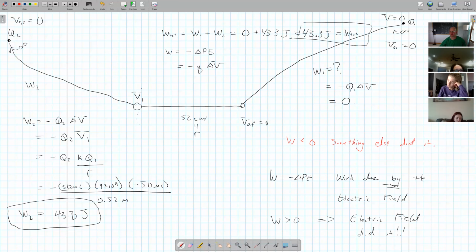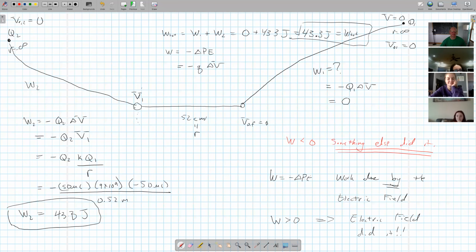Now my next question is, of course, does that make sense? So in this case, since the work was positive, does it make sense that the electric field did it? So what do you think? So does it make sense that the electric field did it? Jolie, I'll pick on you this time. So I haven't picked on anybody else. Yeah, it makes sense. I don't really know why, but.